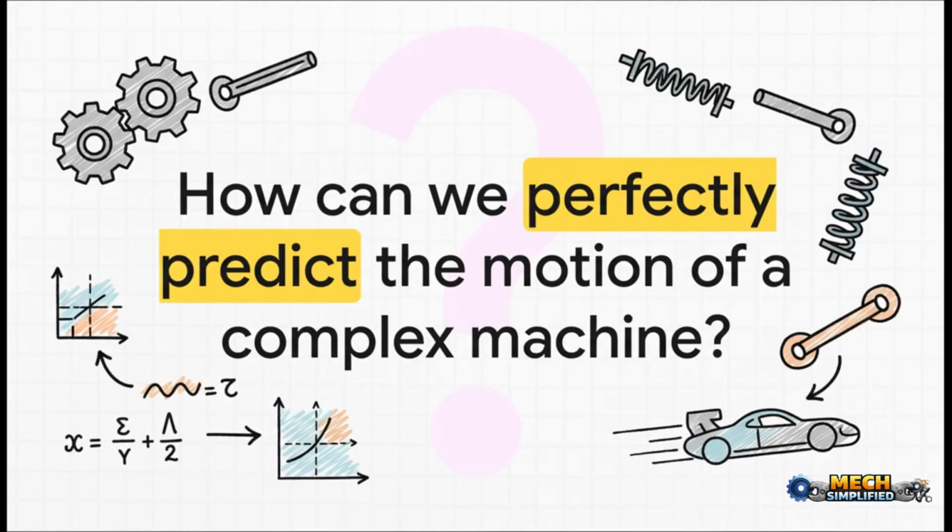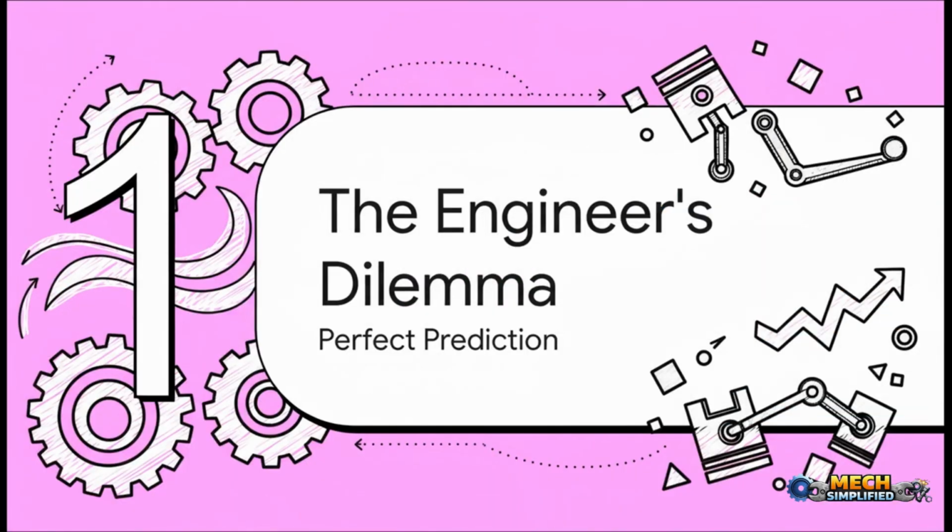This really gets to the heart of the challenge that engineers have been wrestling with for centuries. I mean, how do you go from a simple blueprint, a drawing of metal parts, to a completely flawless prediction of its speed and acceleration at any given moment? That is the big question. And this quest for perfect prediction, well, it created a pretty big dilemma. One that put two totally different ways of thinking on a collision course.